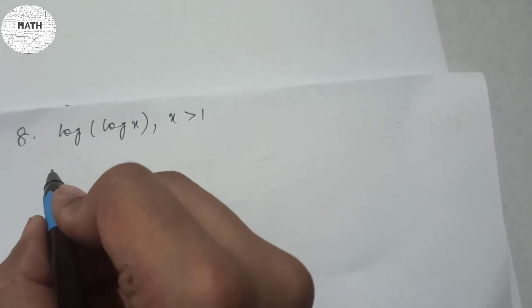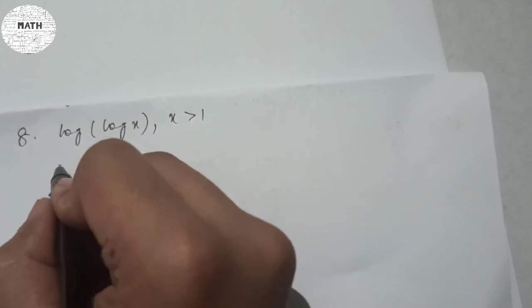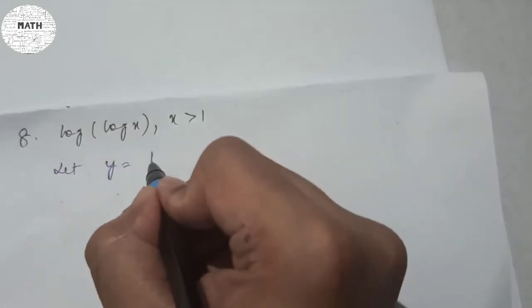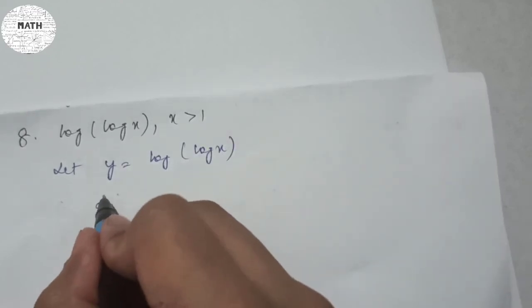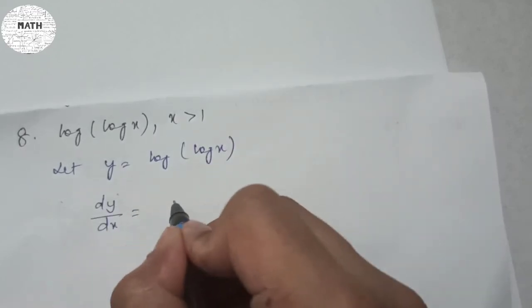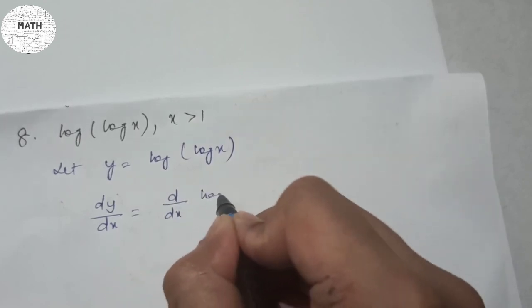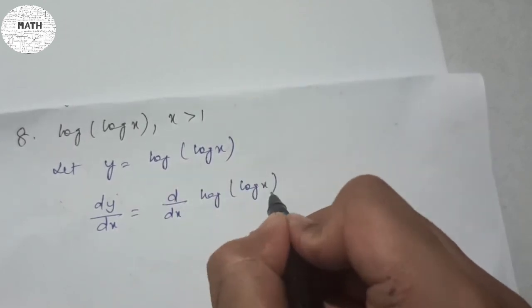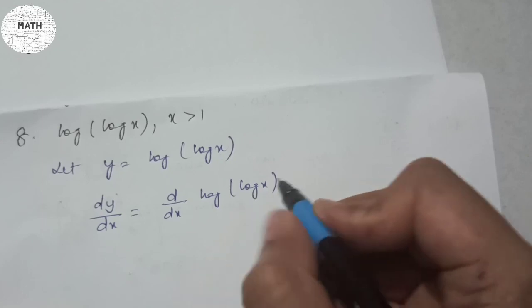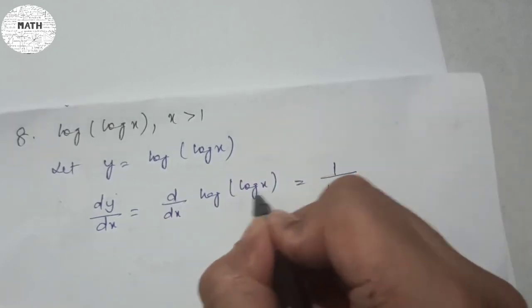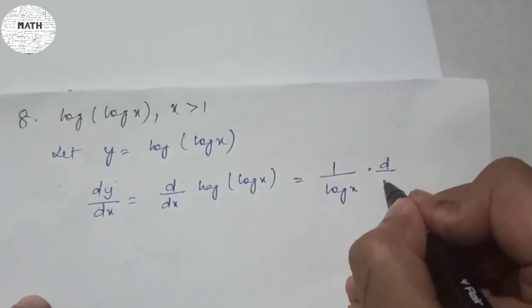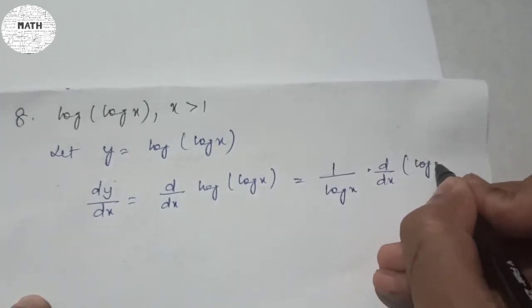Alright, your question number 8 is given to be log of log x, x greater than 1. Again here, the same thing. So let y is equal to log of log x. If I differentiate both sides, I'll get dy by dx is equal to d by dx of log x. I have to consider this one under bracket to be your x. So d by dx of log x is how much? 1 by log x. But is this x? No, right? So I have to differentiate once again, d by dx of log x.